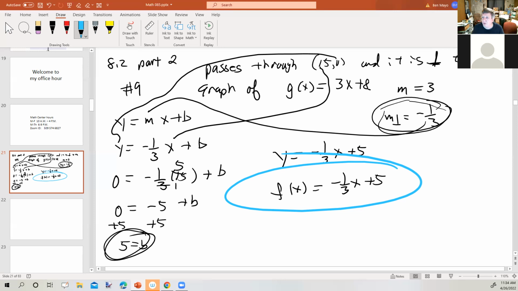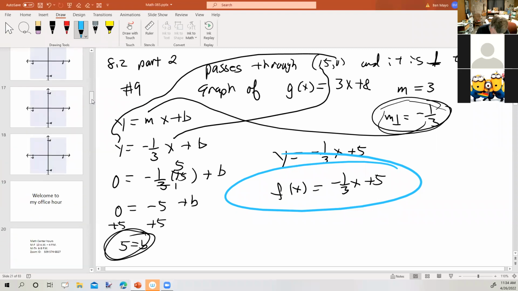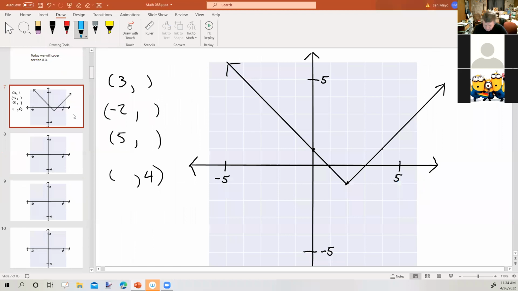So let's see here. Need to get rid of that. And I'm not sure what screen I was on, but we'll end up on this screen. So now I want to take a look at this drawing. Here I have the drawing of a function, and we'll call it function f. Over on the left, I have some incomplete ordered pairs.